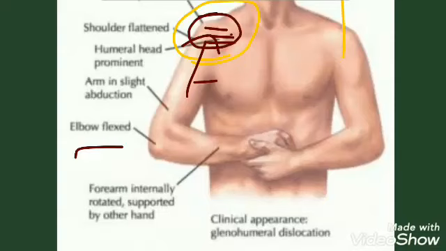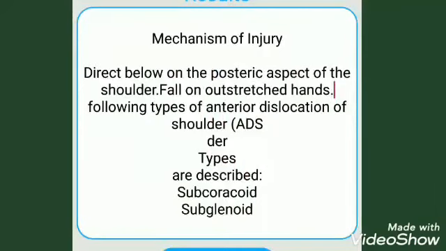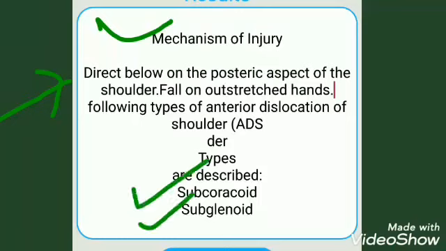About 95% of shoulder dislocations are anterior, and the remaining 5% are posterior. Mechanism of injury: a direct blow on the posterior aspect of the shoulder, or a fall on outstretched hands. Following are the types of anterior dislocation of shoulder, ADS. Types are described: subcoracoid, subglenoid.